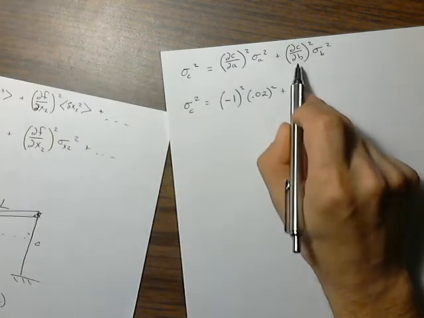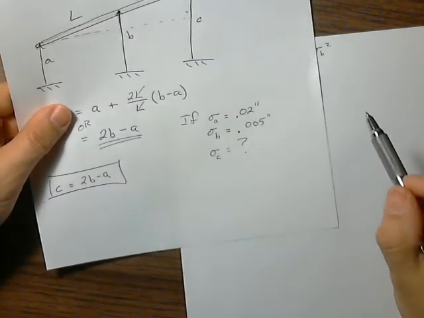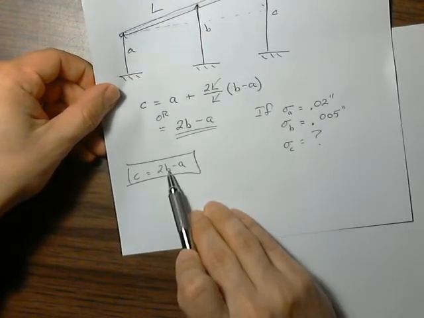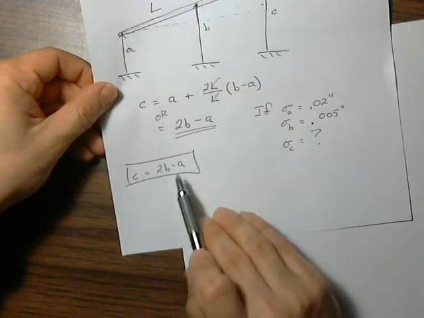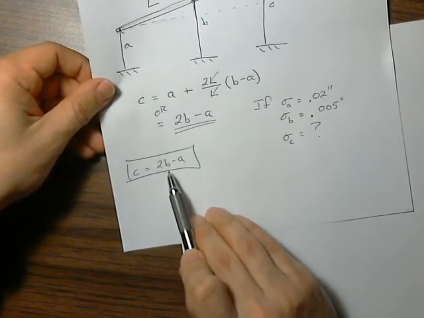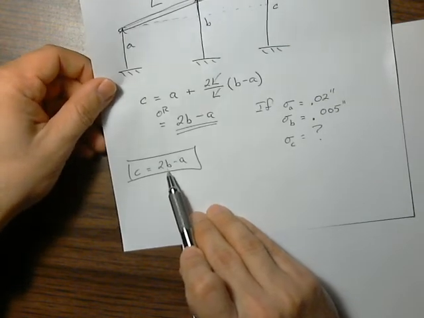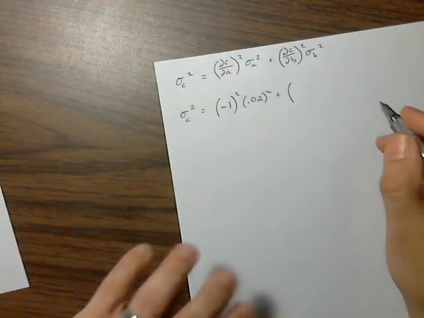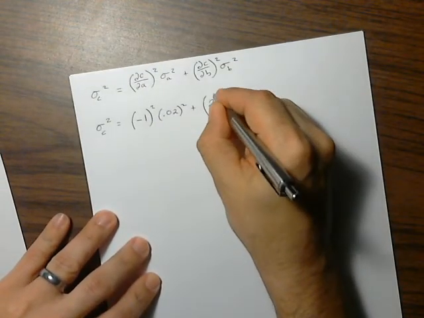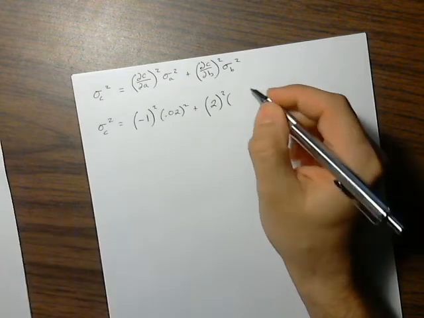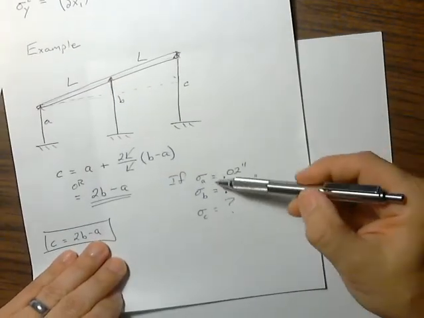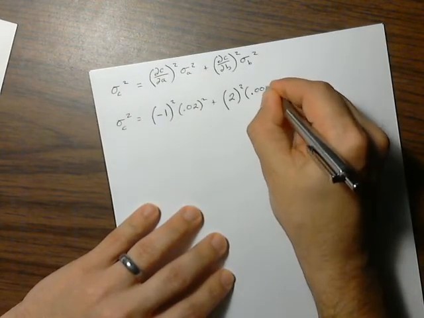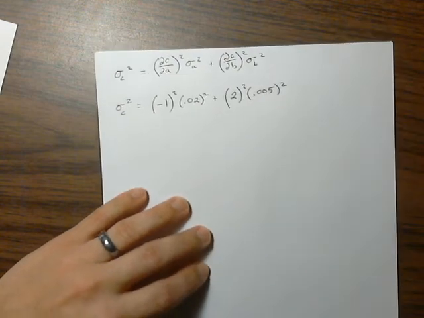Now, this partial derivative of C with respect to B. Remember, we're going to take a derivative of this, assuming everything that isn't B is constant. So if you shouted 2 at your computer, you are correct. The partial derivative of C with respect to B is 2. And we said that the standard deviation on B was 5 thousandths. So 0.005, let's say, squared. Okay.